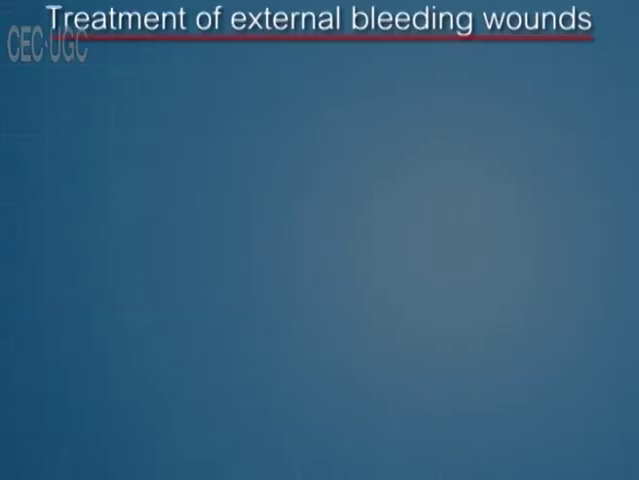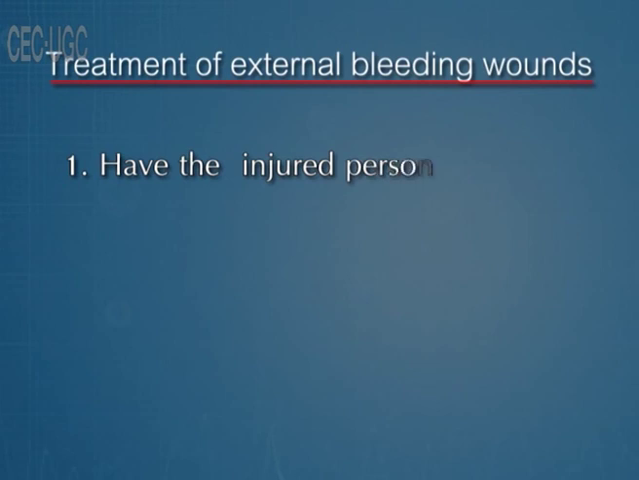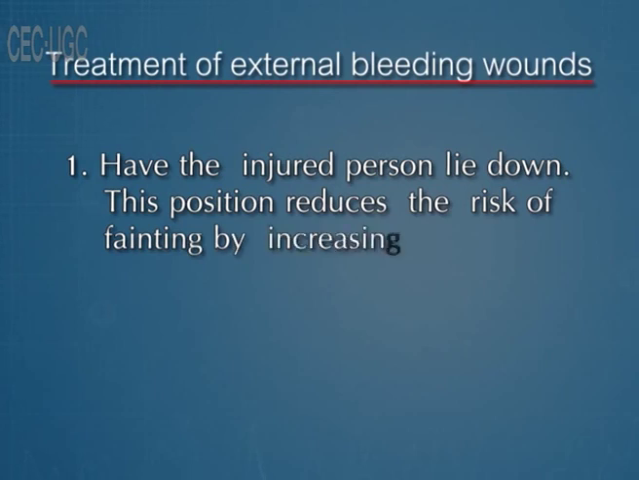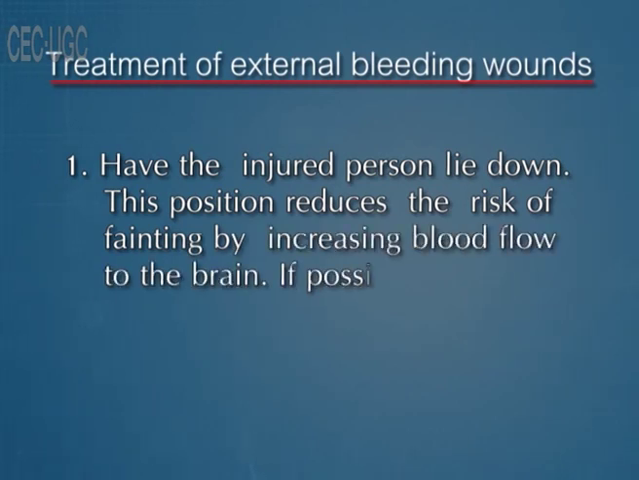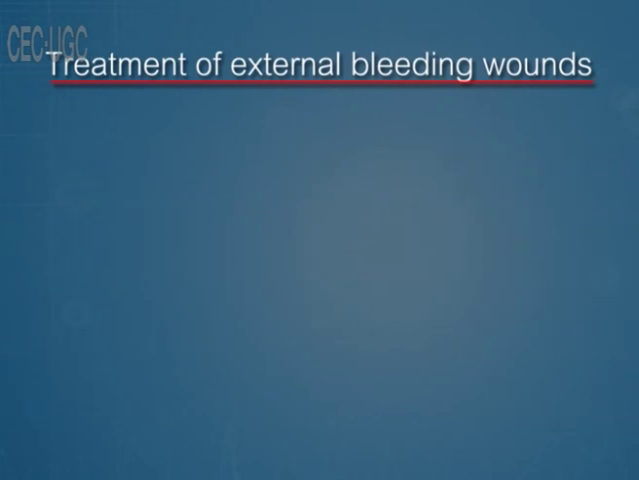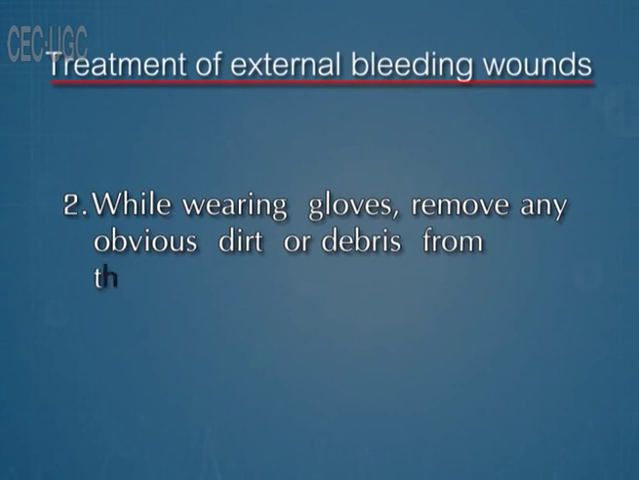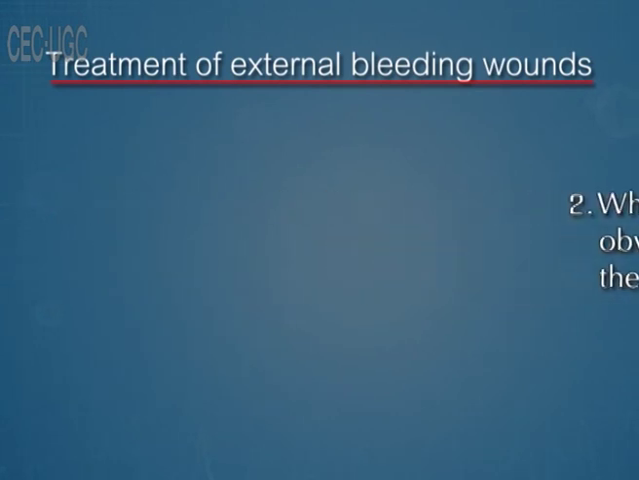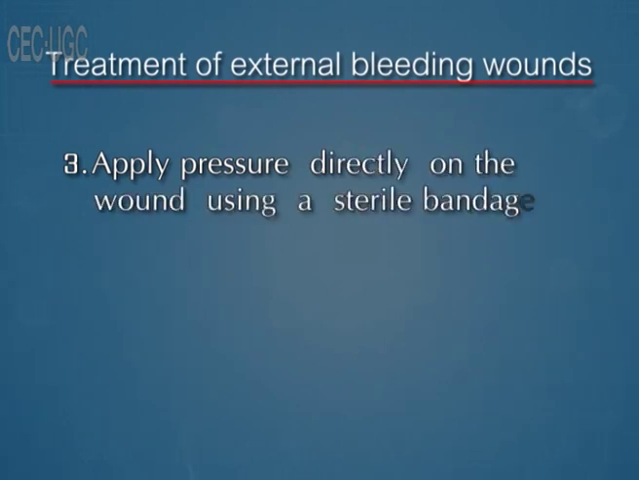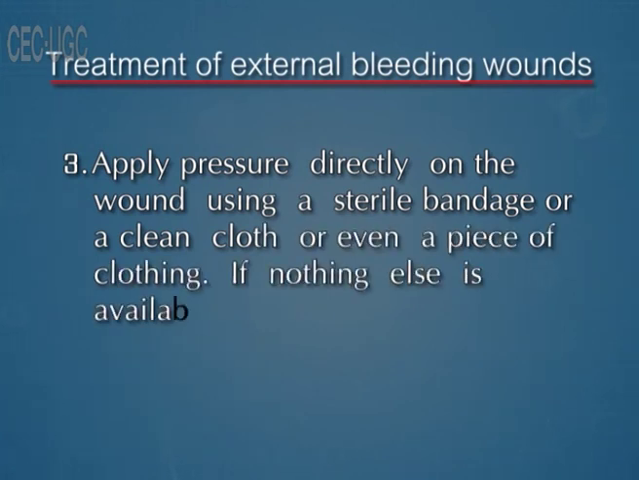And let's talk about the treatment of external bleeding wounds. Have the injured person lie down. This position reduces the risk of fainting by increasing blood flow to the brain. If possible, elevate the site of bleeding. Secondly, while wearing gloves, remove any obvious dirt or debris from the wound. Number three, apply pressure directly on the wound using a sterile bandage, a clean cloth, or even a piece of clothing. If nothing else is available, use your own hand.